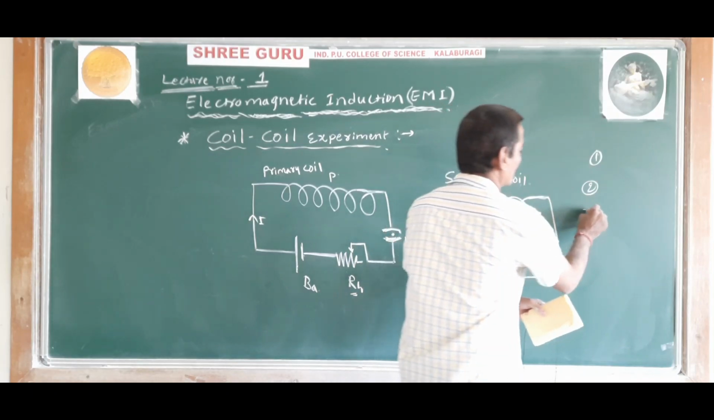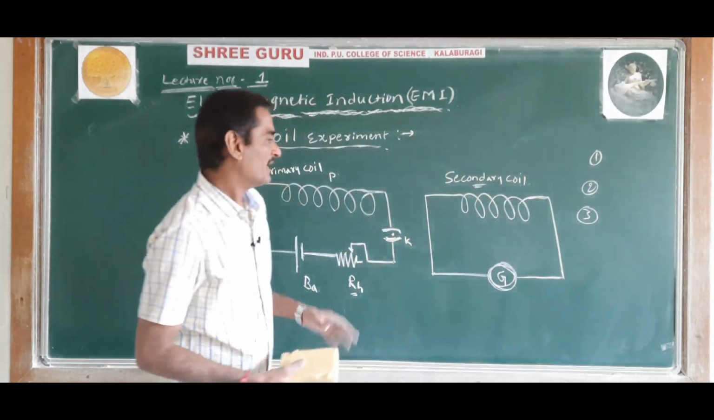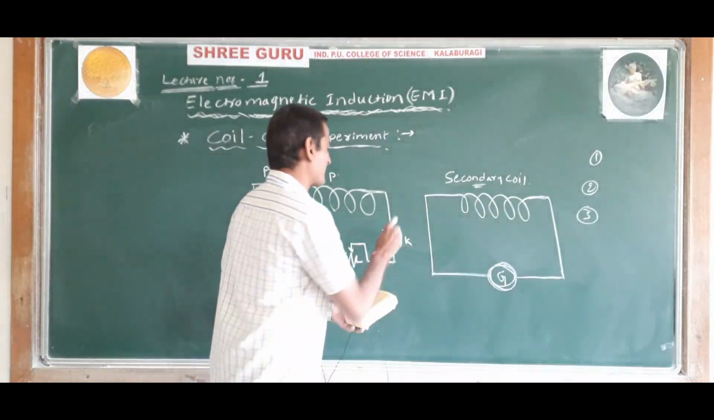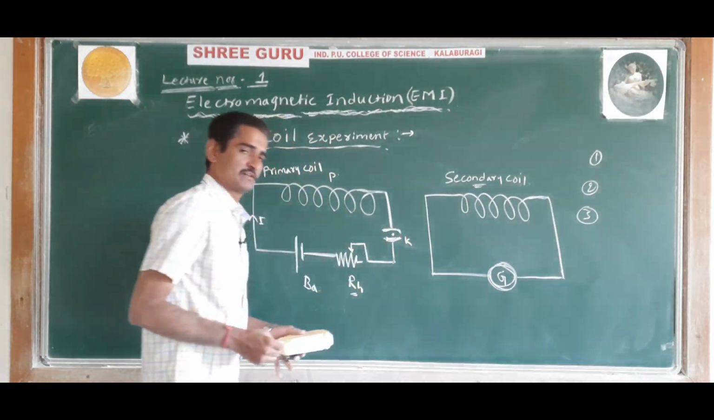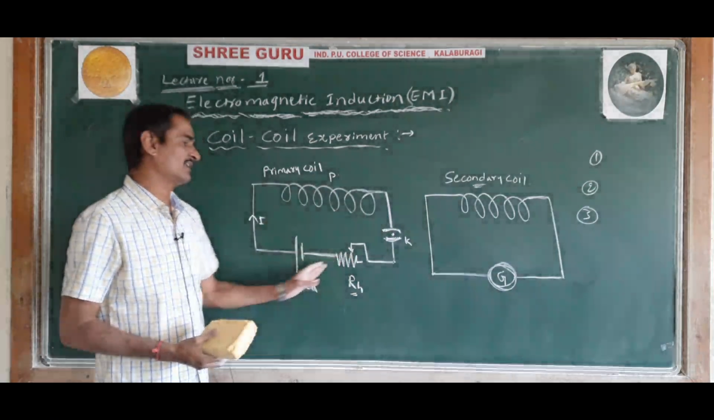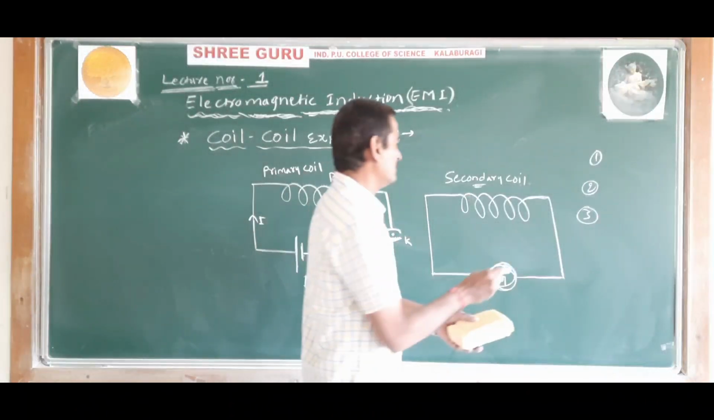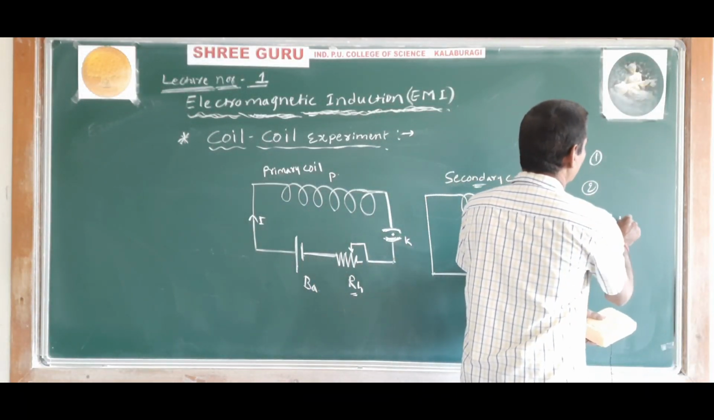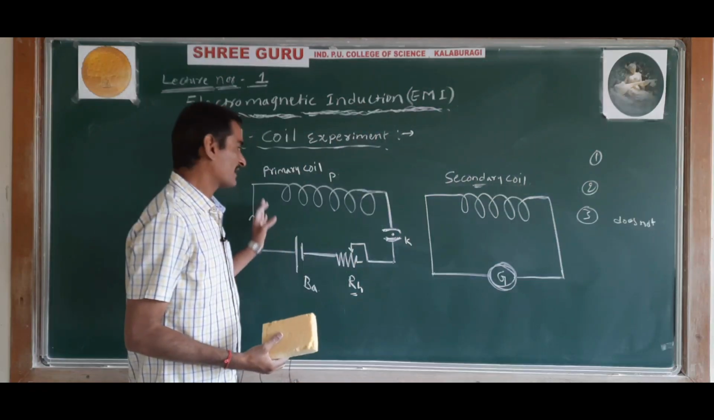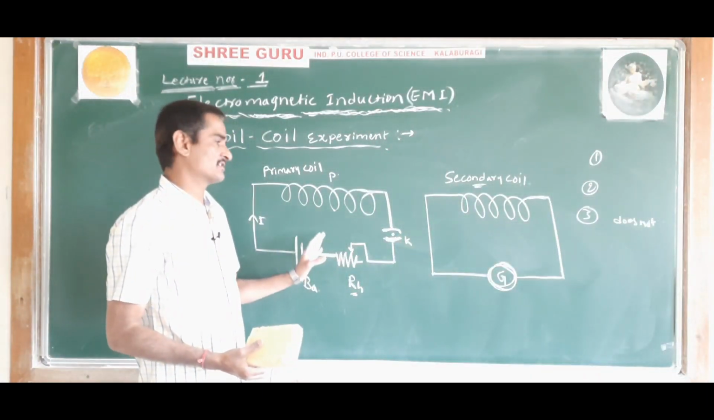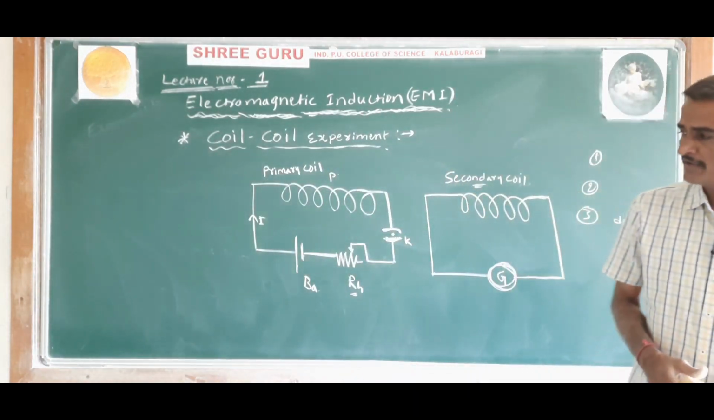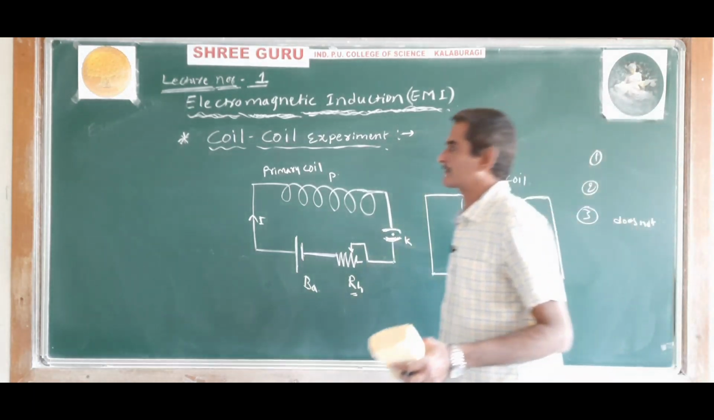Third point. When the current in the primary coil is maintained constant, that is, the current is neither increasing nor decreasing, then the galvanometer in the secondary coil does not show any deflection. Understood? So this was the experiment conducted.